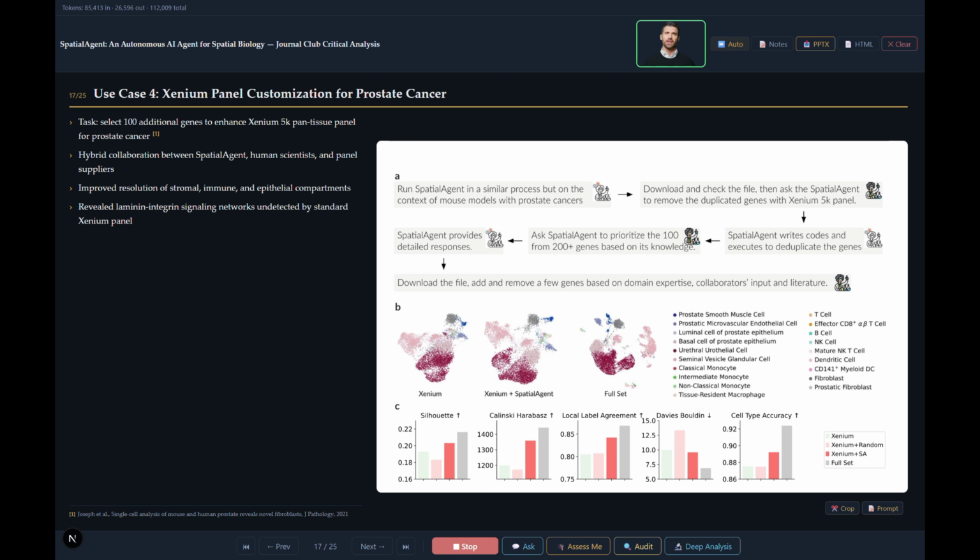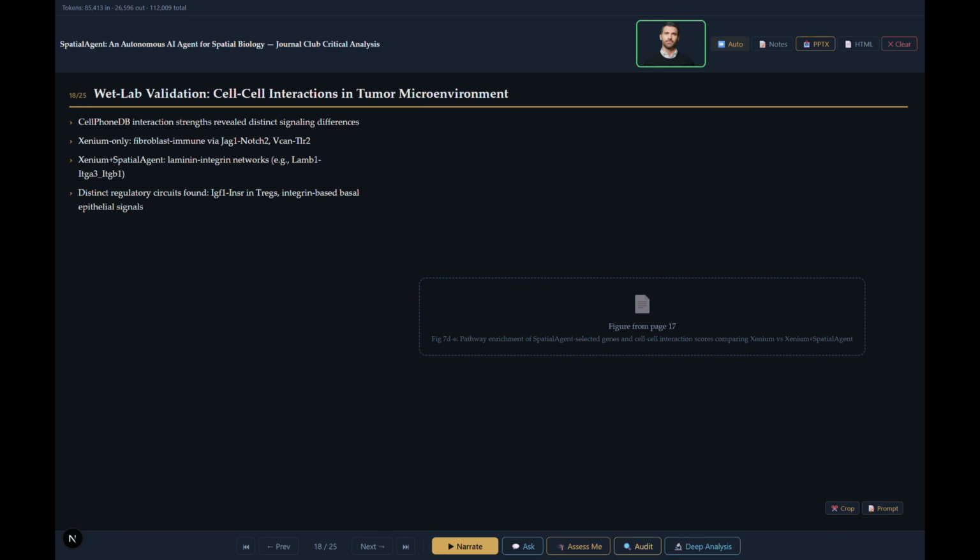The authors show that the Xenium-only panel primarily identified fibroblast immune interactions involving JAG1-NOTCH2 and VCAN-TLR2, while the enhanced panel highlighted previously undetected laminin-integrin networks. This is the closest the paper comes to real-world wet lab integration, though the wet lab data collection was still in progress at publication time.